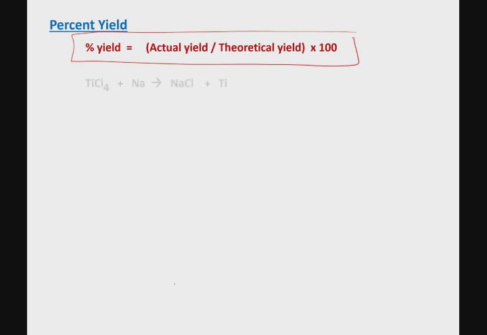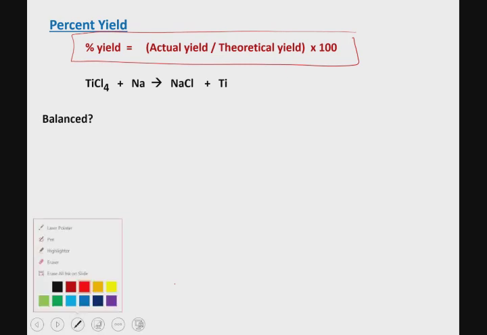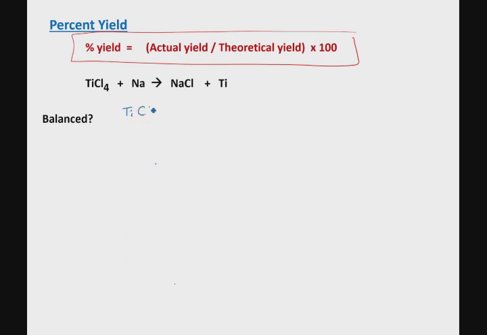Let's look at an example of an equation that we worked with at the end of last session. First step whenever you're going towards a percent yield is to balance the equation. And if you remember from the previous session, we balanced this equation as TiCl4 plus 4 sodium gave us 4 sodium chloride plus 1 titanium.